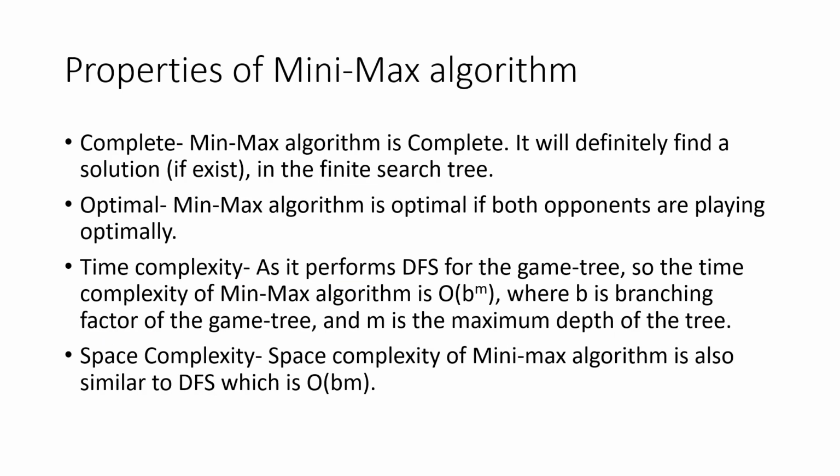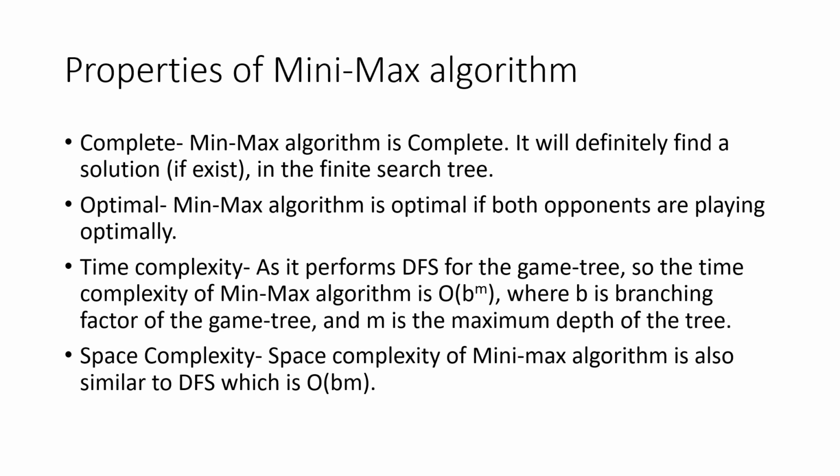First one is completeness. The min-max algorithm is complete. It will definitely find a solution in a finite game tree. Min-max explores all possible game states. If the game tree is finite, it will always reach the terminal state. Therefore, it will find an optimal solution. So min-max is complete only for a finite game tree.